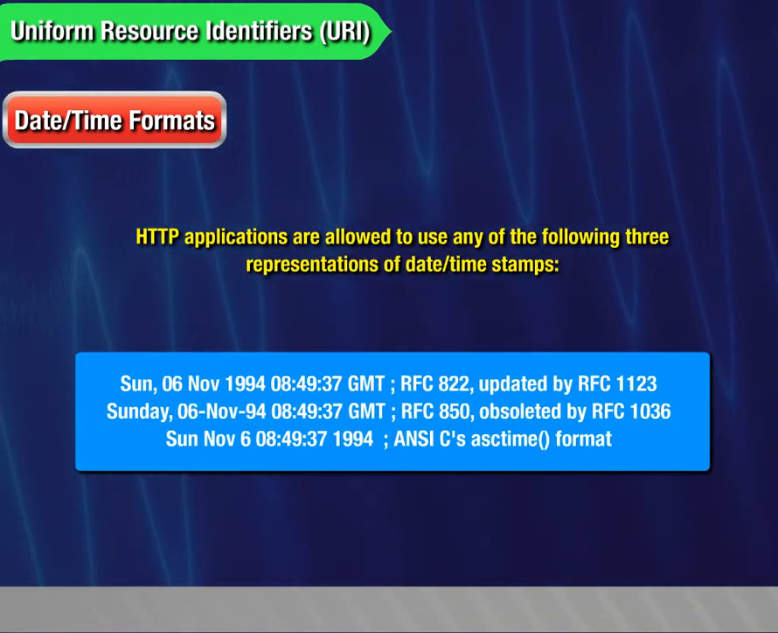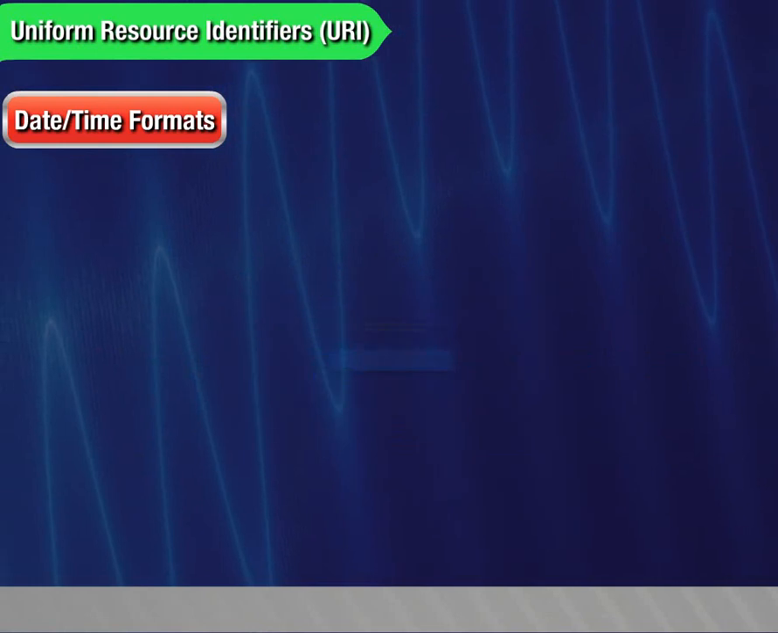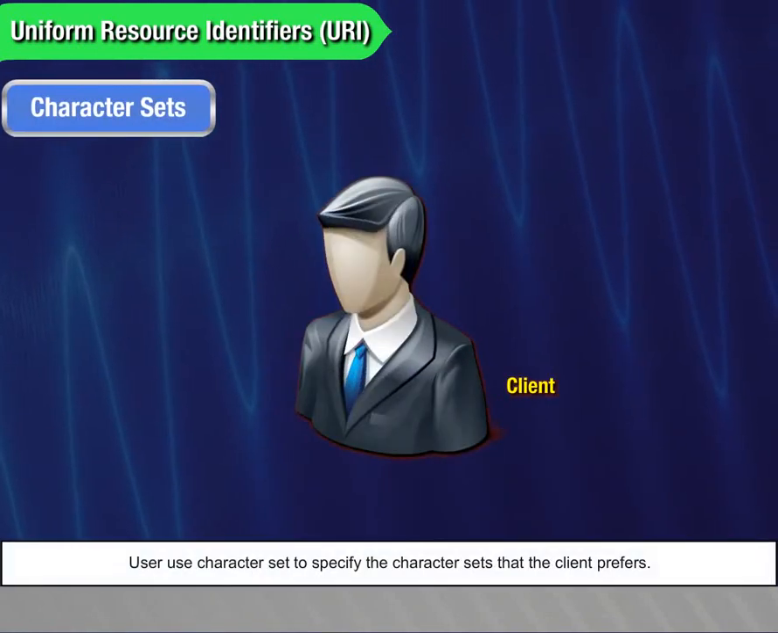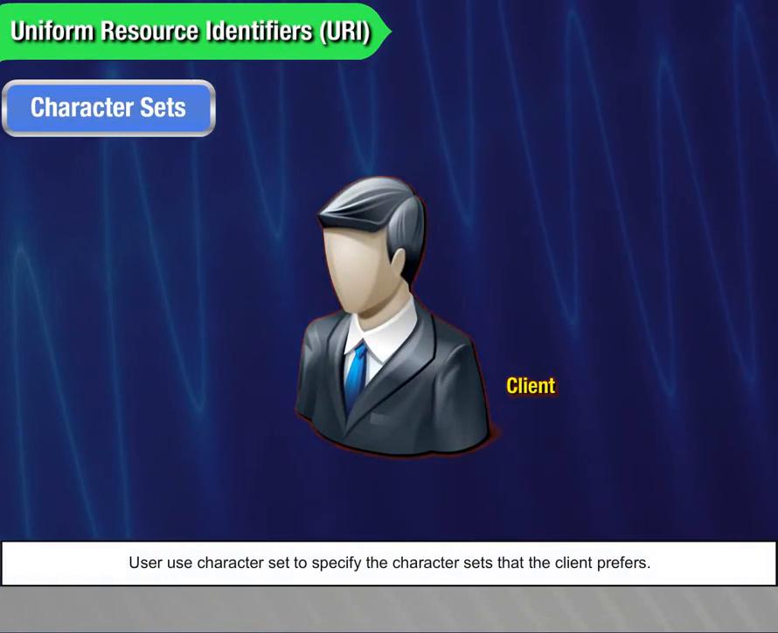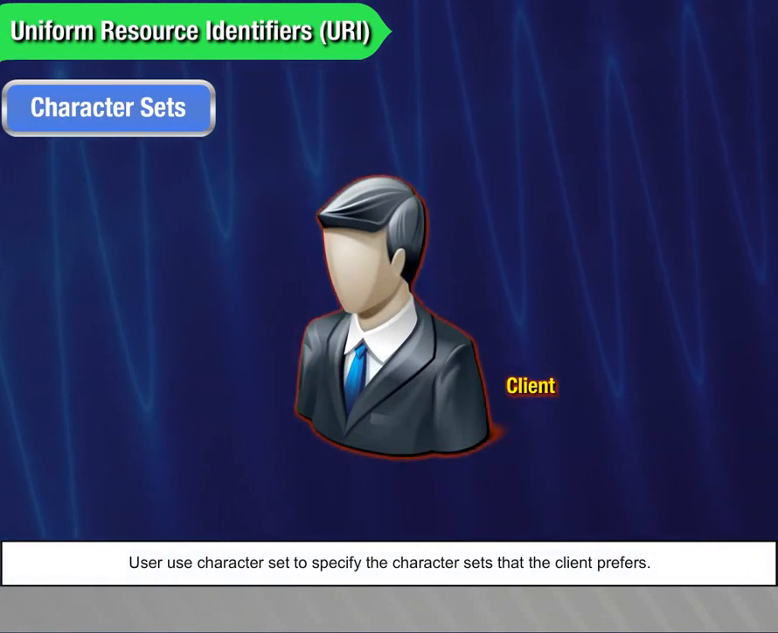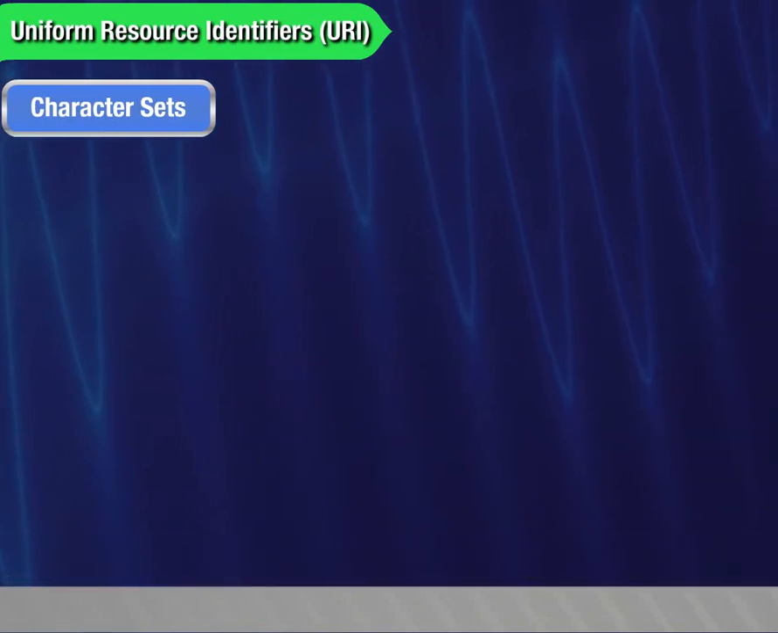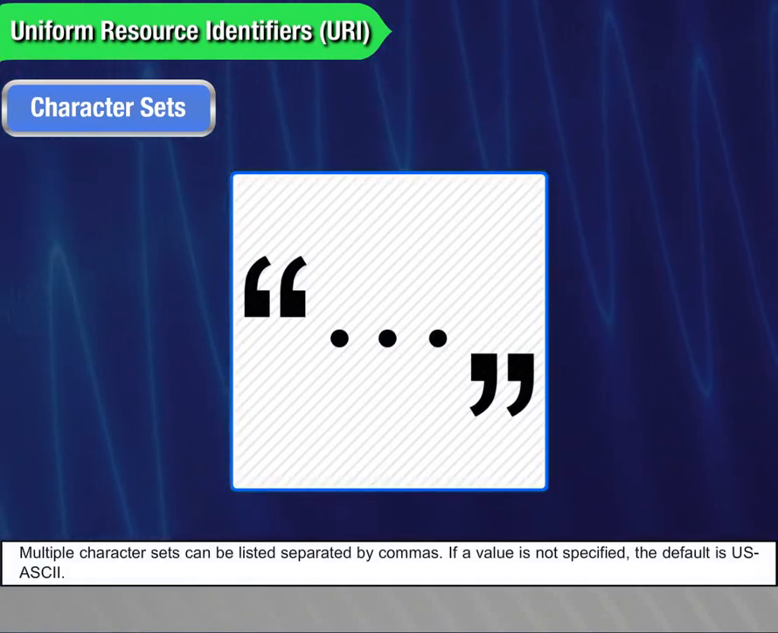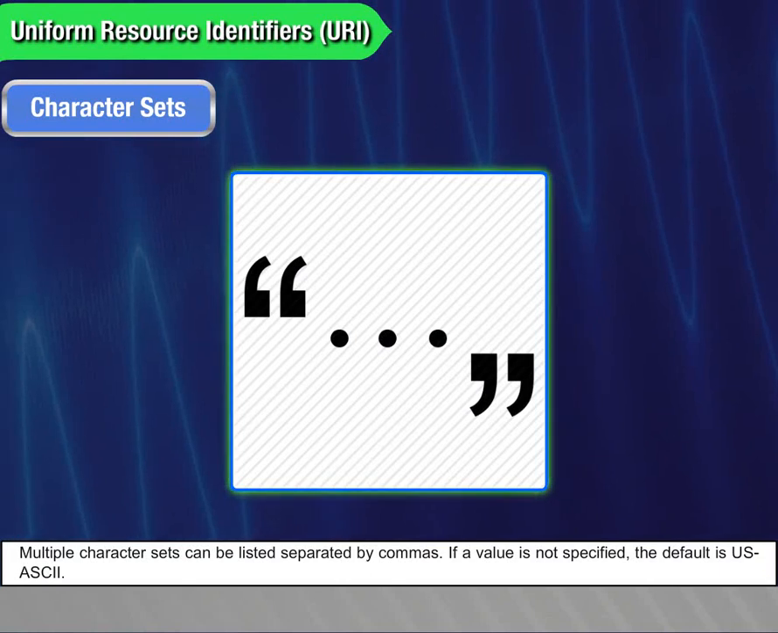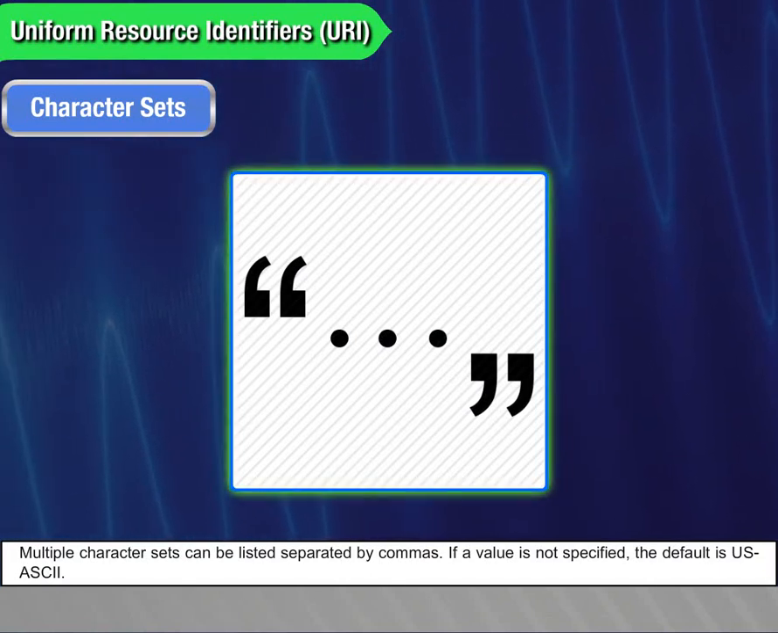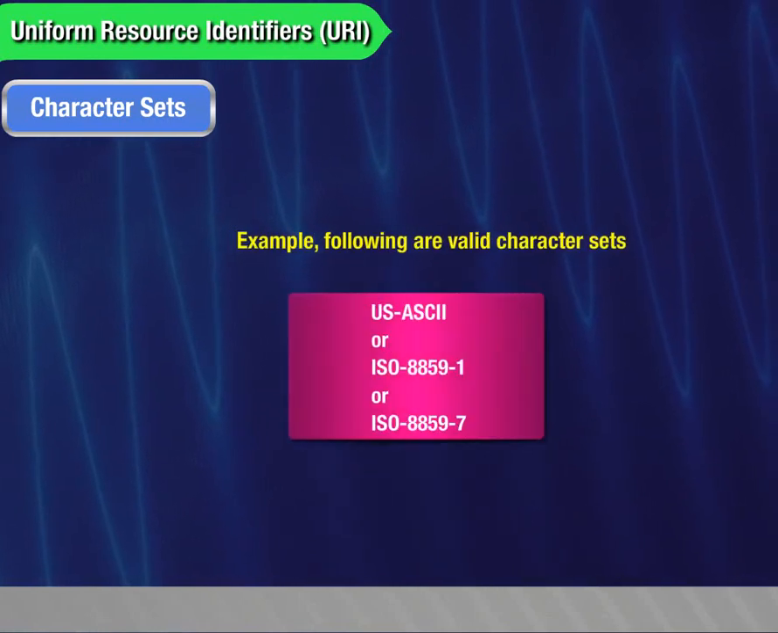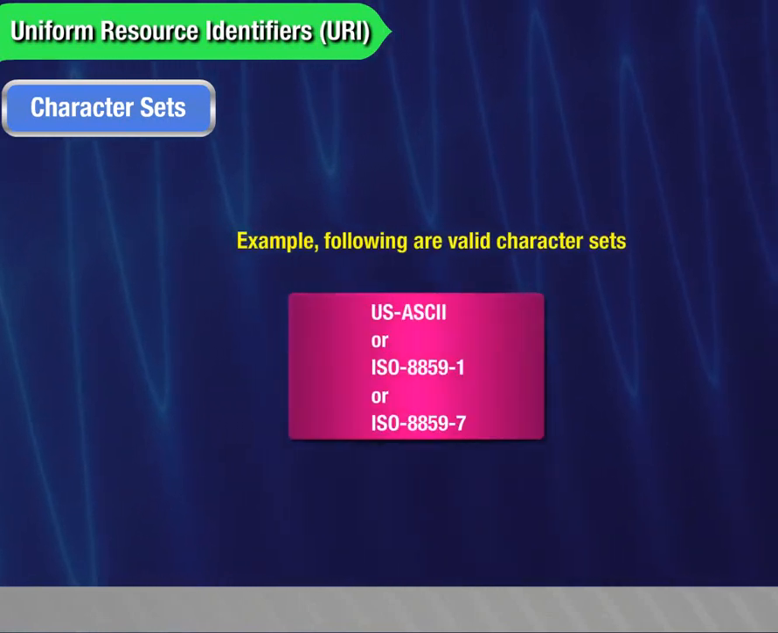Character sets. Users use character sets to specify the character sets that the client prefers. Multiple character sets can be listed, separated by commas. If a value is not specified, the default is US-ASCII. Example: following are valid character sets.